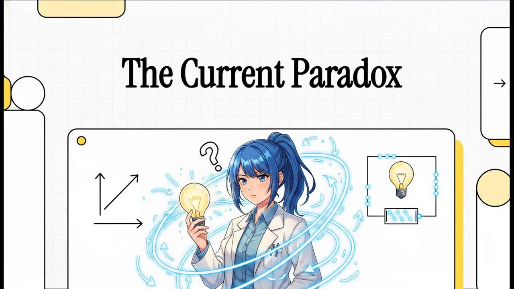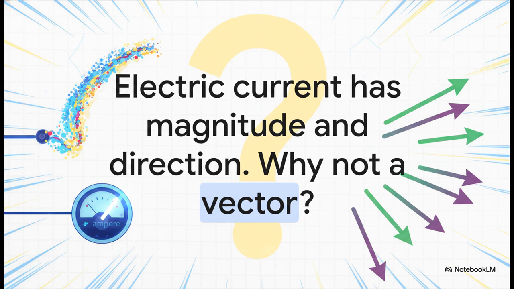All right, let's talk about something that trips up so many students, a classic little puzzle in physics, the deal with electric current. We know it has a magnitude, and we know it has a direction, so it really feels like it should be a vector, right? But it's not. So what's going on?